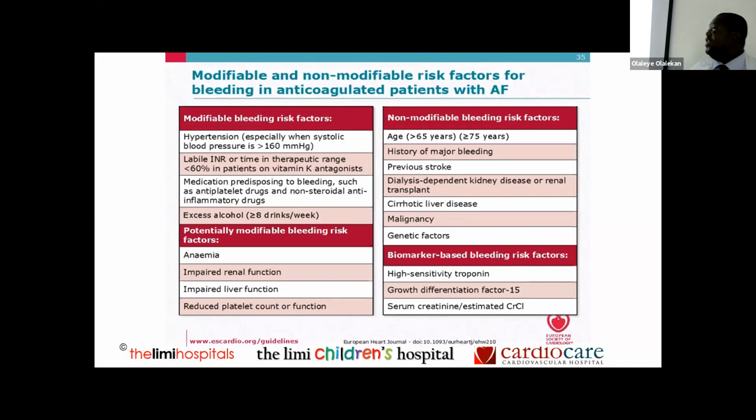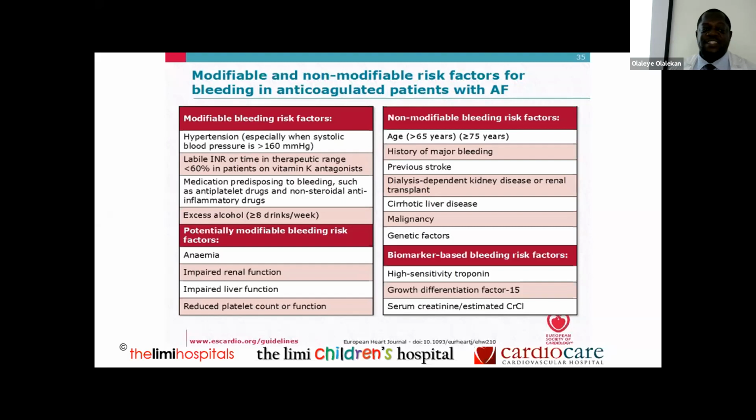So like I said, we also need to assess the bleeding risk. And for bleeding risk, you have to look at modifiable and non-modifiable risk factors. Uncontrolled hypertension is a risk factor for bleeding. Patients with INR not in the therapeutic range between 2 and 3. Patients on other drugs like non-steroidals or antiplatelets, and excess alcohol intake increase the risk of bleeding if you start them on anticoagulants. So you need to look for this and manage appropriately.